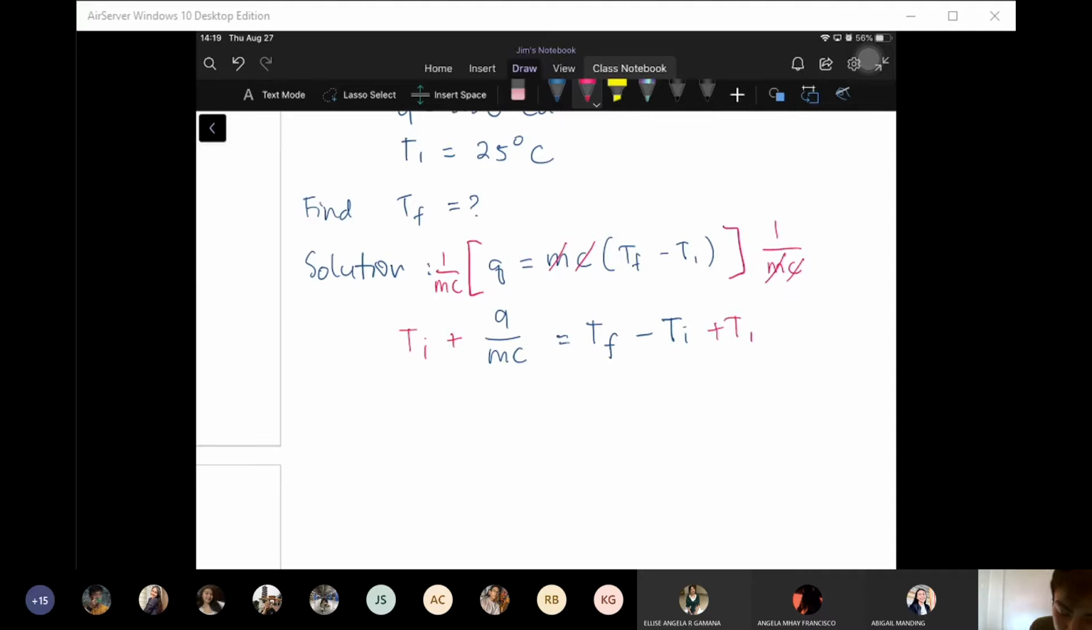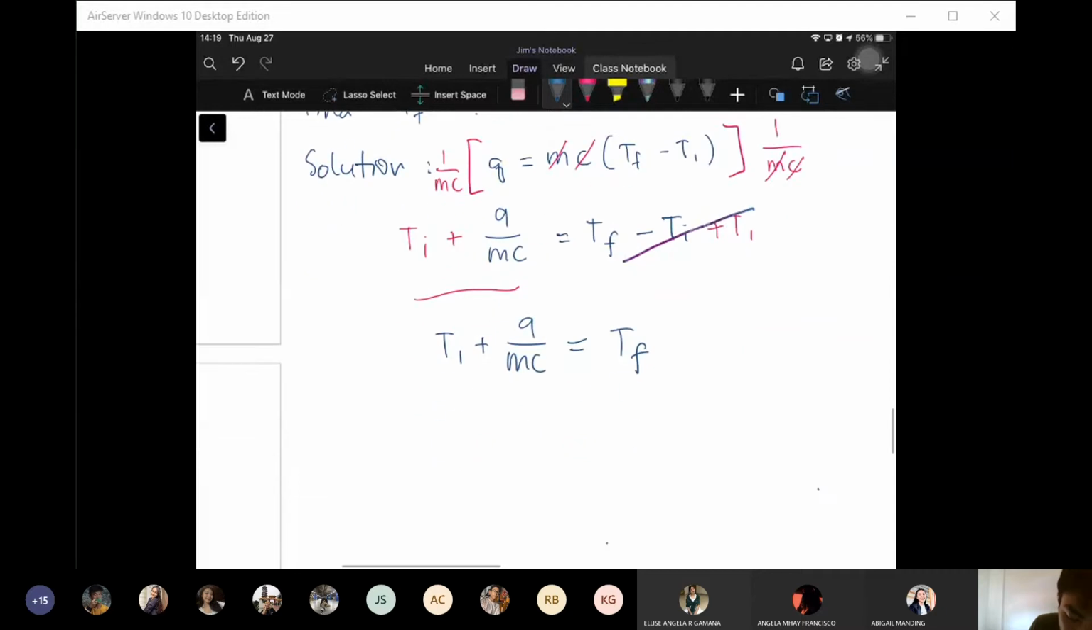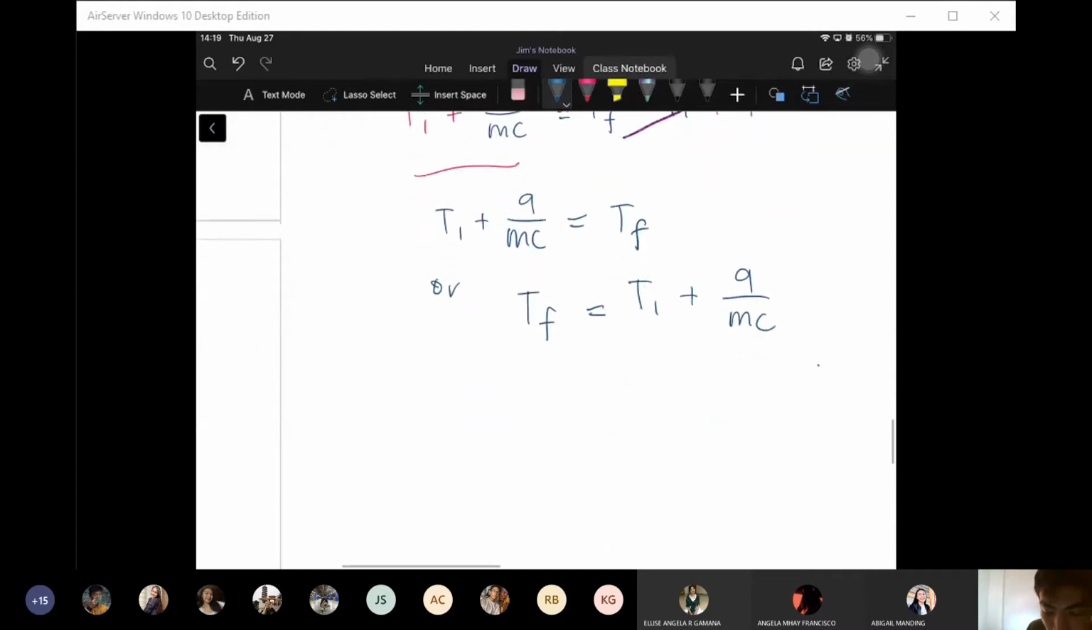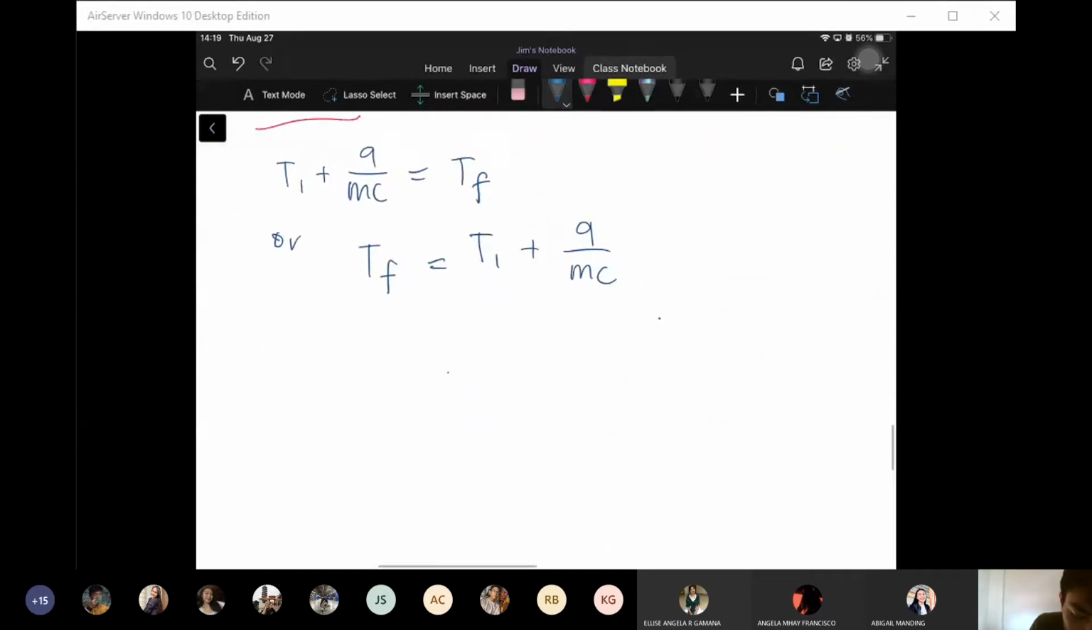On the left side, andito na si TI. On the right side, what will happen kay TI? Ma-cancel siya because we have a positive value here and a negative value here. So finally, our equation can be written as TI plus Q over MC equals TF. Nasanay kasi ako na nasa left side yung unknown. So, TF equals TI plus Q over MC. Then, ano susunod na gagawin? Plug in the values, no?